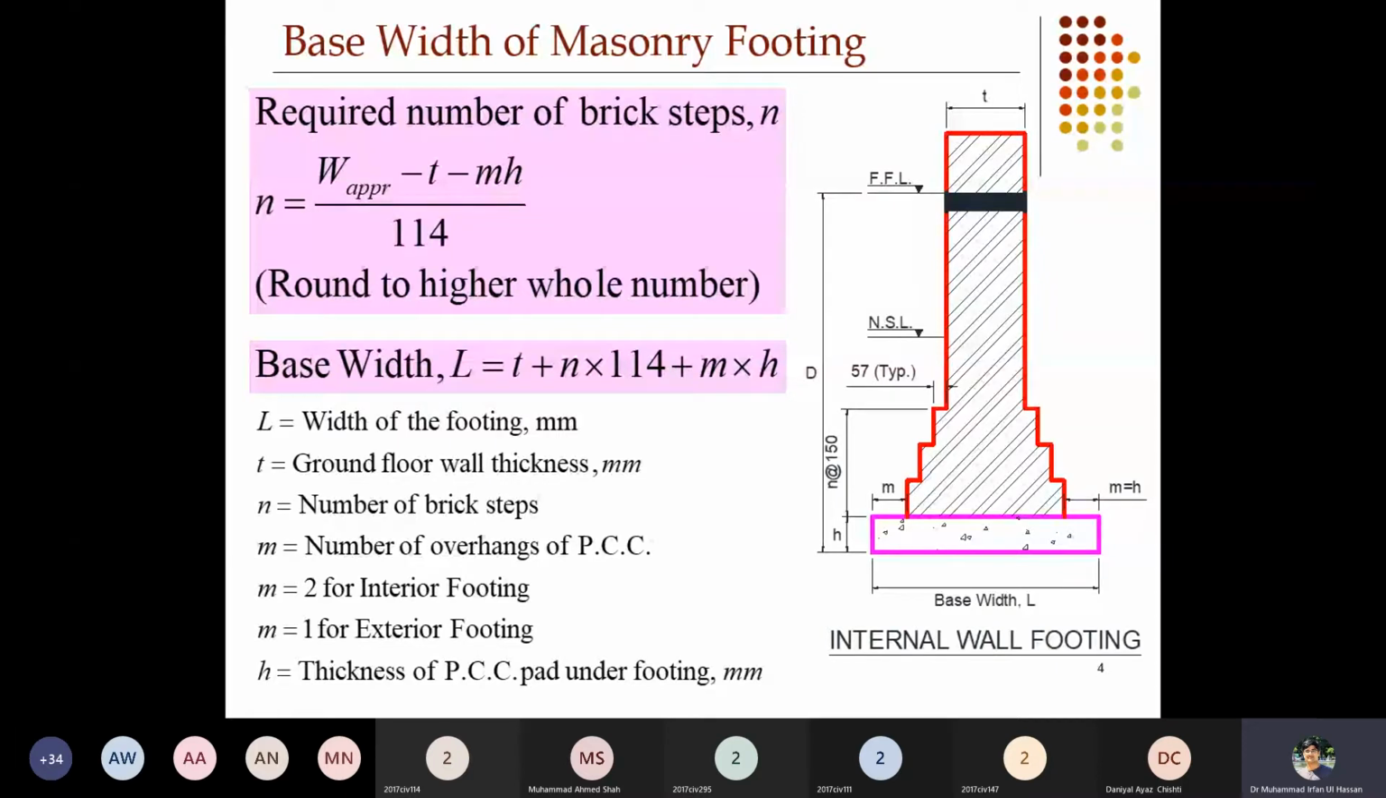So that's why the real base width will be computed now. The base width will be equal to the thickness of the wall plus number of steps times 114 plus number of concrete projections times H. You know the concrete thickness at the base is normally the projection also. Horizontal projection MH is equal to the total thickness of the concrete base. So in this way you can compute the total base width of the footing. These are all the parameters shown for the exterior wall footing and interior wall footing.